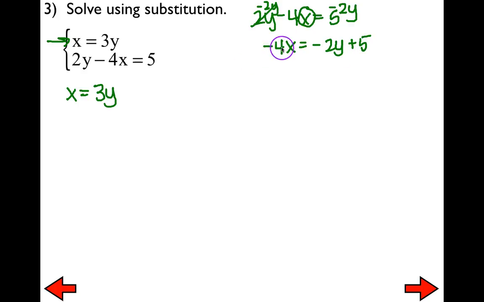But we still have one more step. We're going to have to get rid of this negative 4 by dividing both sides by negative 4. Notice on this side I divide each term by negative 4 just to save myself some time, leaving me with x equals, well, the negatives cancel each other out. 2/4 do reduce to 1/2 y, and positive divided by negative is a negative 5/4.